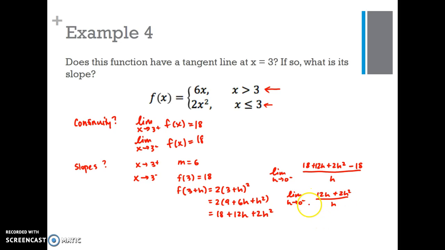We can now plug in a 0 and notice that we have 0 over 0, which means we should be able to factor something away to help ourselves. And it looks like we can factor an h out of the numerator, so we have (12 plus 2h) over h. Now our h's can cancel, and as we approach 0, the slope would be 12. We said that the slope here was 6, the slope here is 12, so we cannot write an equation for the tangent line there.